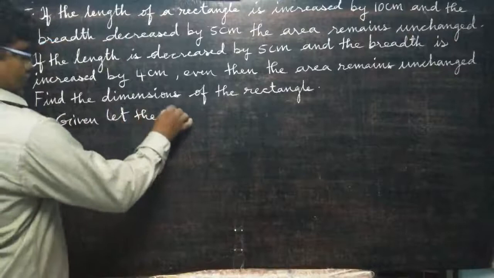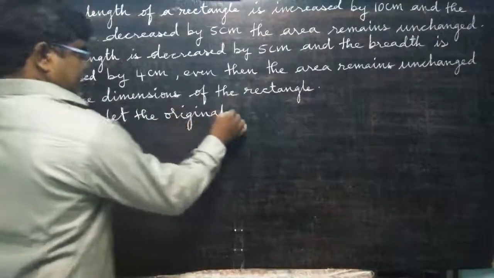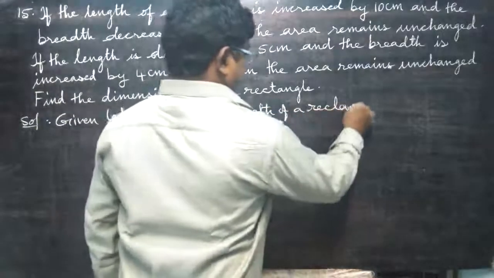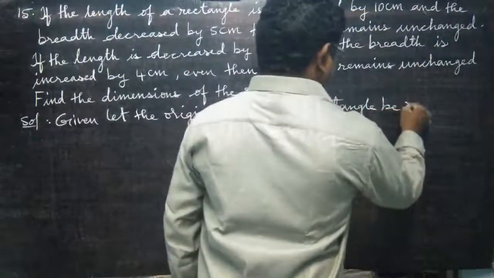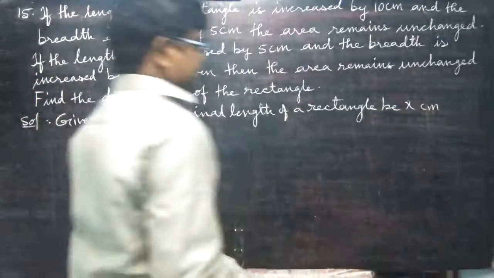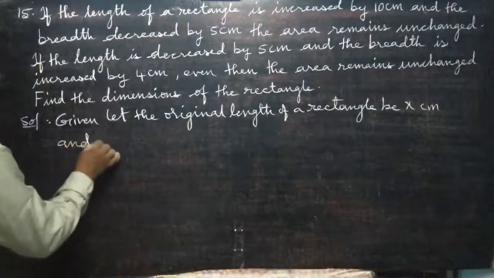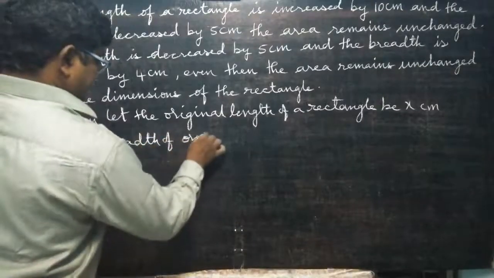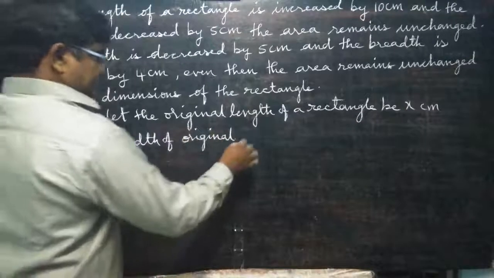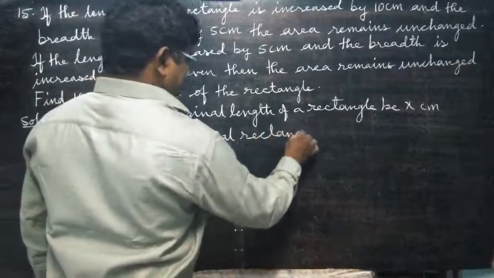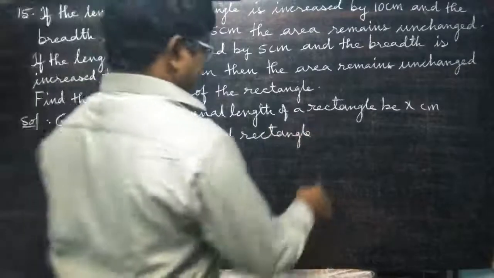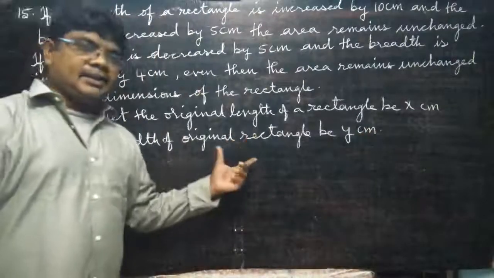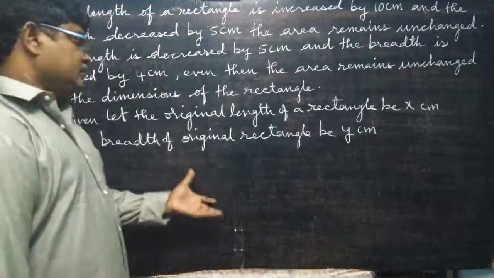Let the original length of a rectangle be, we don't know, no? x centimeters, and the breadth of the original rectangle be y centimeters, because length and breadth will not be equal in a rectangle. We know already this one.